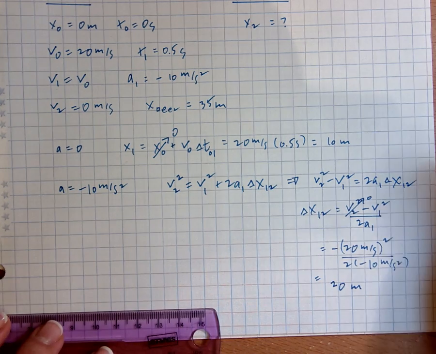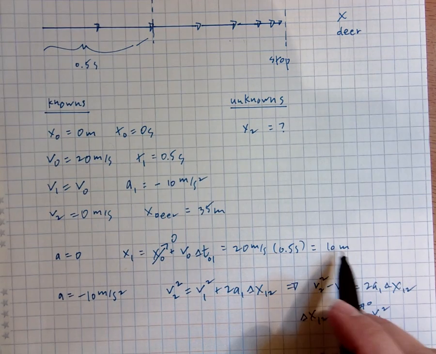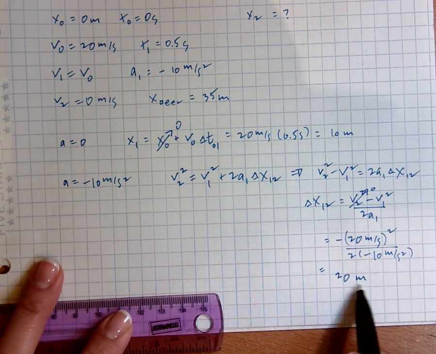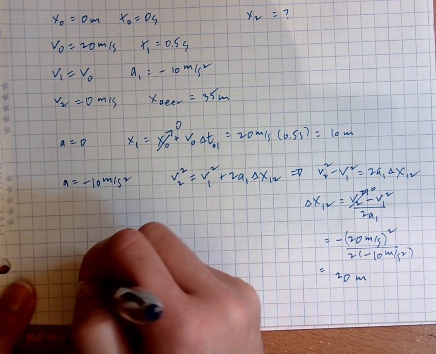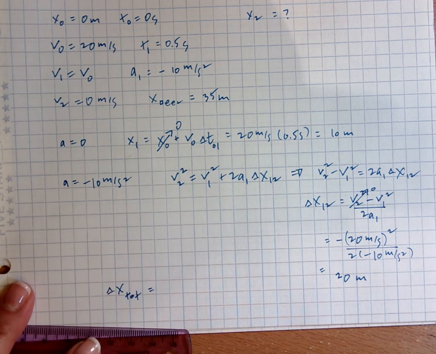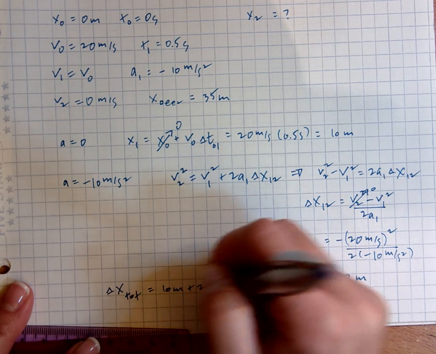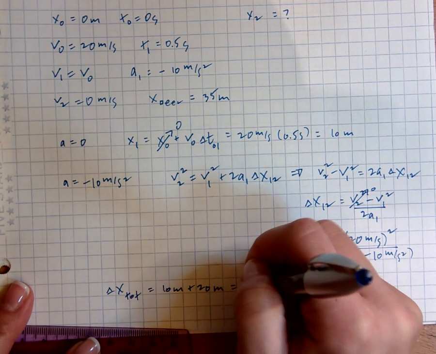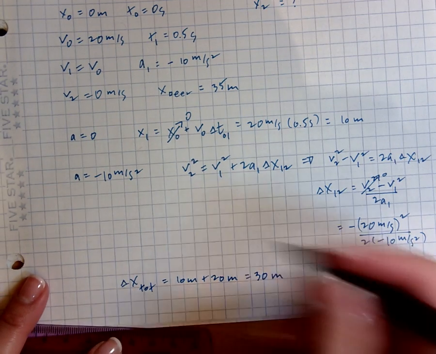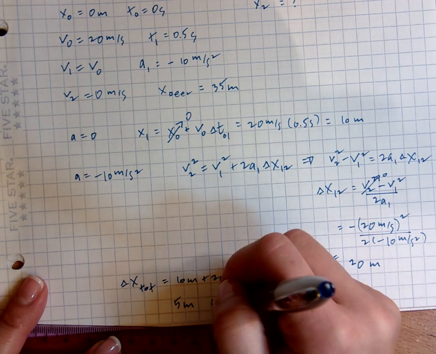Overall, the first displacement was 10 meters. If the second displacement is 20 meters, the total displacement is equal to 10 plus 20, which is equal to 30 meters. So, where do we stop? We stop 5 meters in front of the deer.